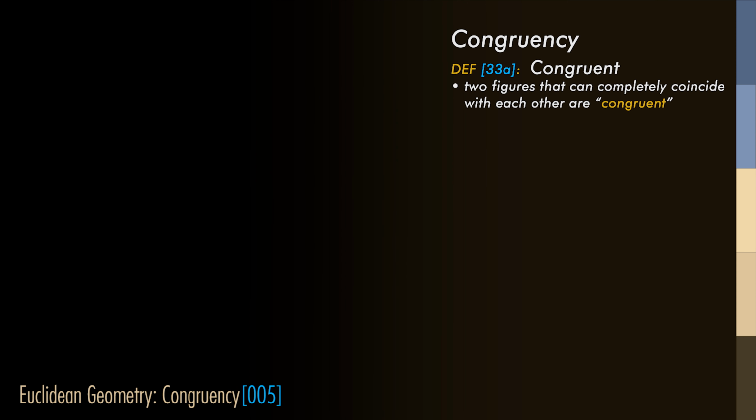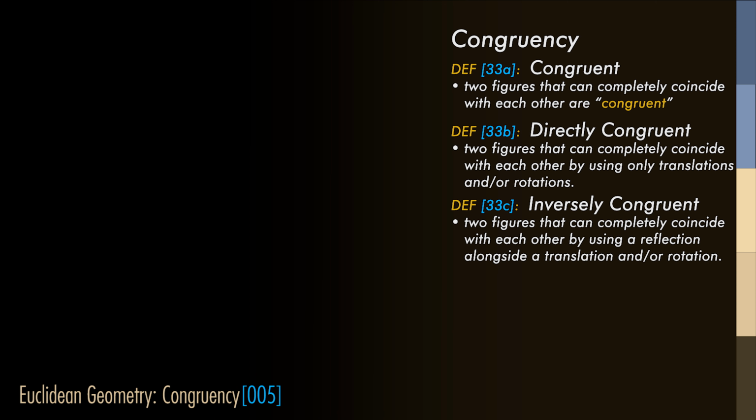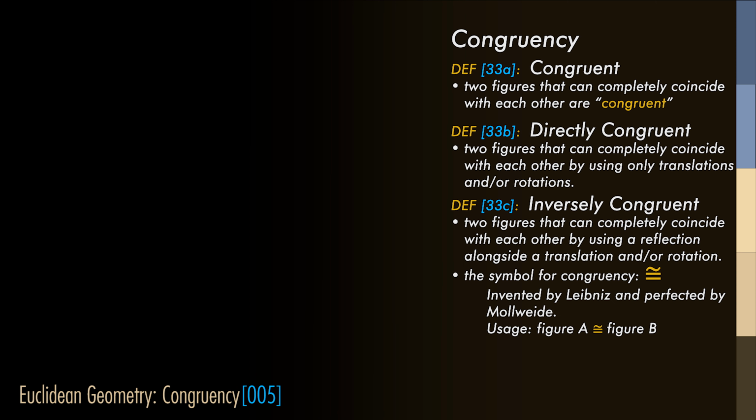If two figures can coincide completely with each other, then we call those figures congruent. Two figures that can coincide by only using a translation and a rotation are called directly congruent. Two figures that can only coincide by also using a reflection are called inversely congruent. There is a mathematical symbol that is used when denoting congruency. Exercises in plane geometry often come down to testing congruency of figures or parts of figures.